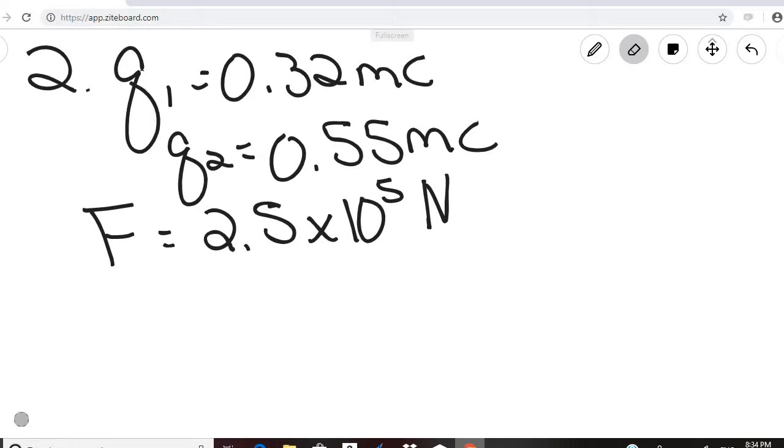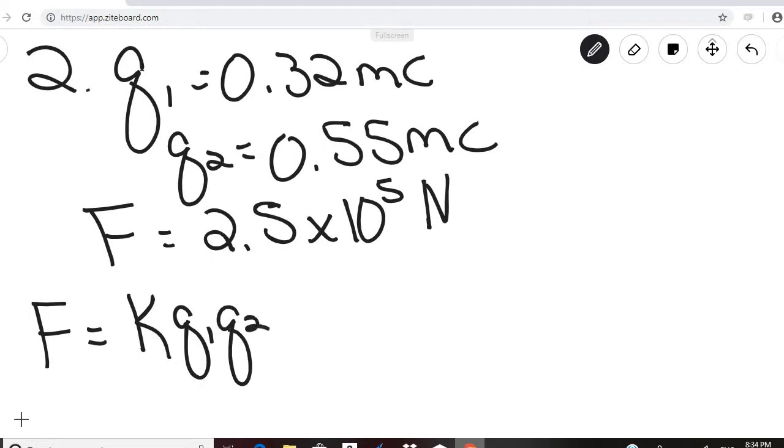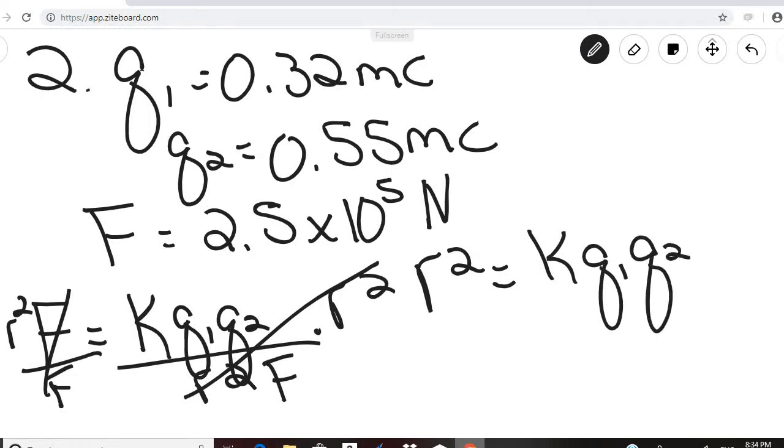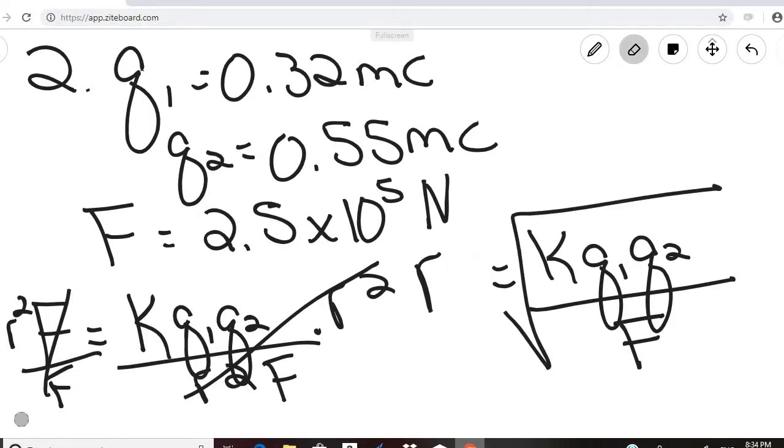So F is equal to K Q1 Q2 divided by R squared. So we just need to solve for R. Let's multiply both sides times R squared, get rid of them over there. Divide both sides by F. So then we are left with R squared is equal to K Q1 Q2 divided by F, and if we take the square root of that, then we will get R.